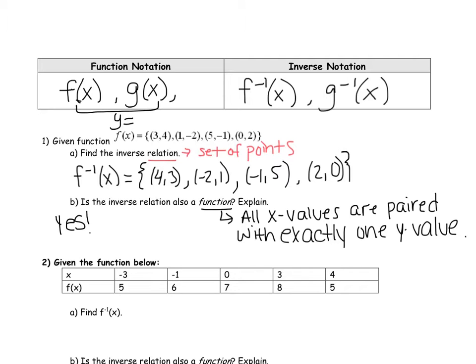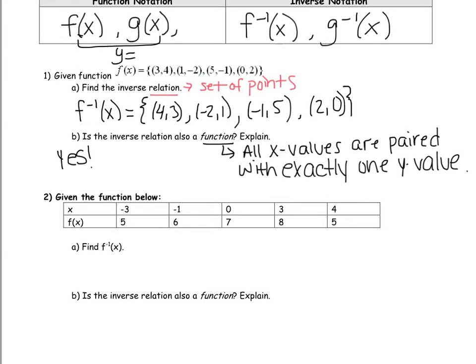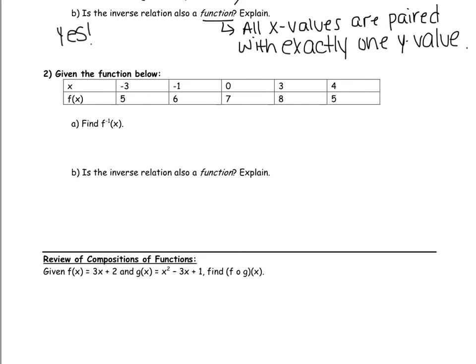Okay? Let's look at a different example. So example number 2. We have it now in table form. So we have x and f of x. And we want to first find f -1 of x. So get used to seeing this notation. This means to find the inverse. Okay, so why don't you try this one on your own and then hit resume when you're done.